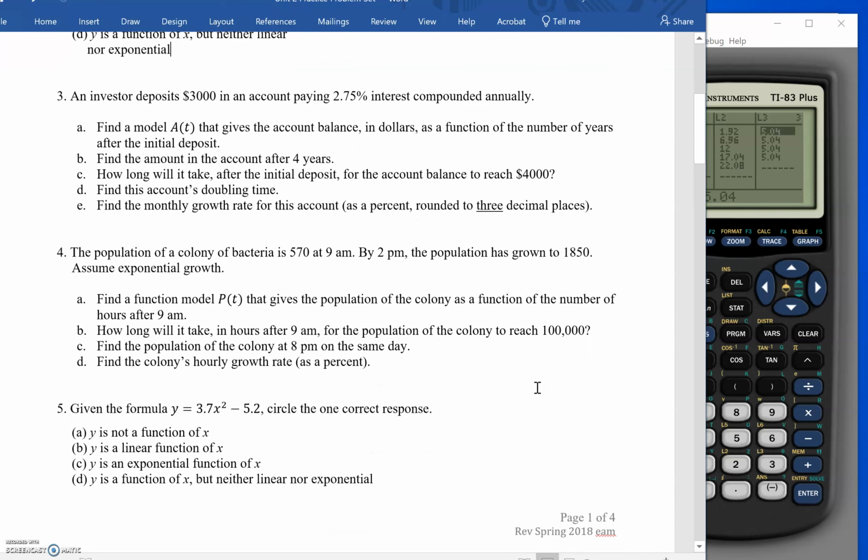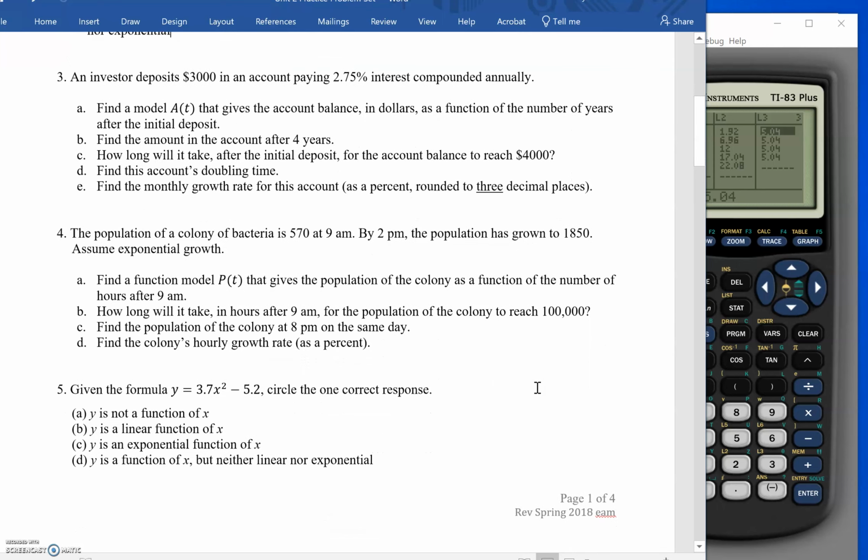Question number 3. An investor deposits $3,000 into an account paying 2.75% interest compounded annually. That means compounded one time per year. Find a model A of t that gives the account balance in dollars as a function of the number of years after the initial deposit. And then we have a whole bunch of questions about our model.